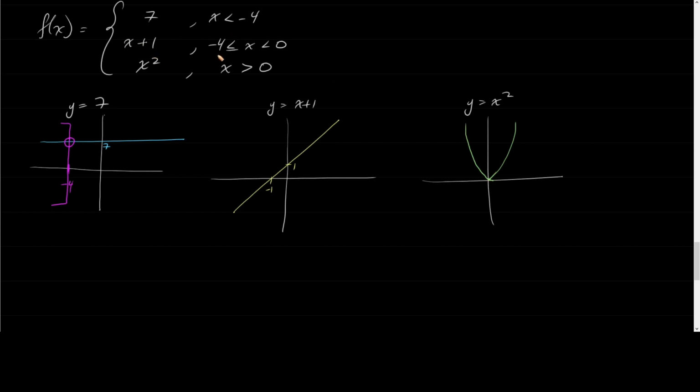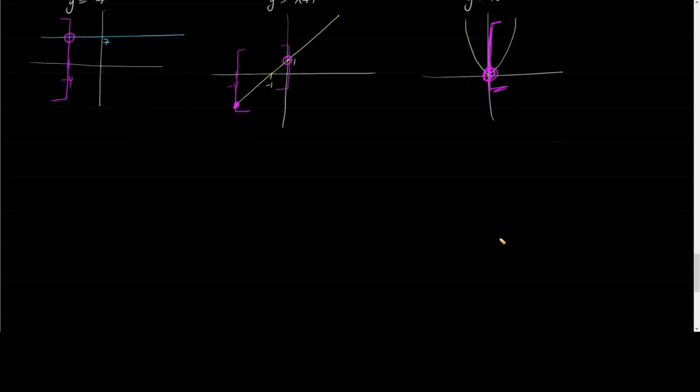For x plus 1, we care about the stuff going from negative 4 all the way up to 0, including negative 4, but not including 0. So let's say that here is negative 4. We care about this, including negative 4, and up until this piece, but we're not including what happens at 0. And then for x squared, it's everything that's greater than 0. So essentially this, but we don't care about what's happening at 0. So how do we put all that together? Well, let's look at it this way.